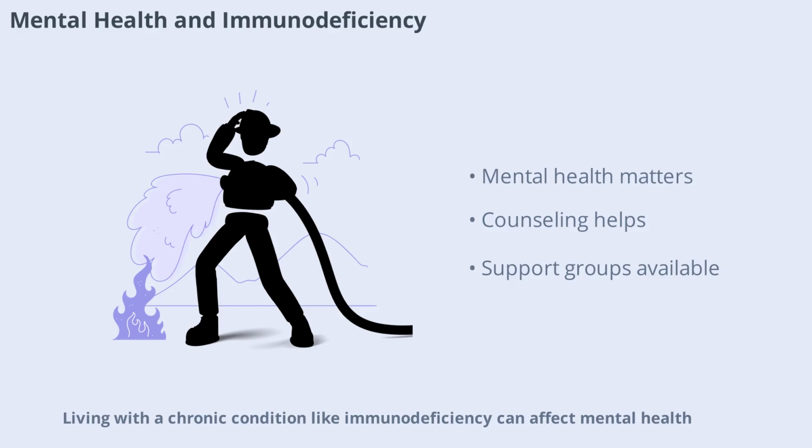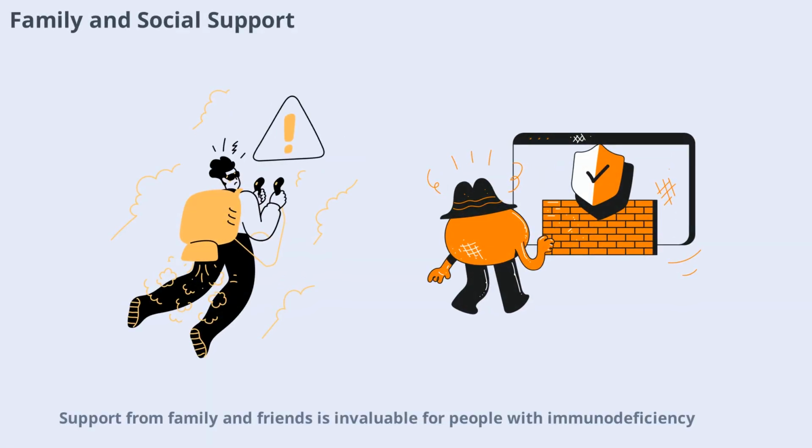Living with a chronic condition like immunodeficiency can affect mental health. Anxiety, depression, and stress are common. Access to counseling and support groups can make a big difference in coping and maintaining a positive outlook. Support from family and friends is invaluable for people with immunodeficiency.